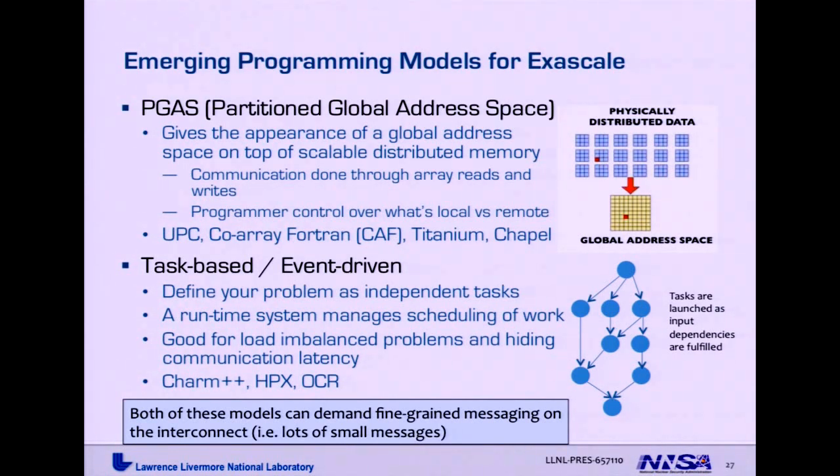So this is just pictorially shown here: under the covers, you've got physically distributed data, but the appearance to you is a global address space. Communication is done basically through a write into a global array. It's up to some runtime system or the compiler to understand that if I say I want to write to sub i in my array, and that index i lives on another processor, it will perform an underlying communication across the interconnect to put the data there.